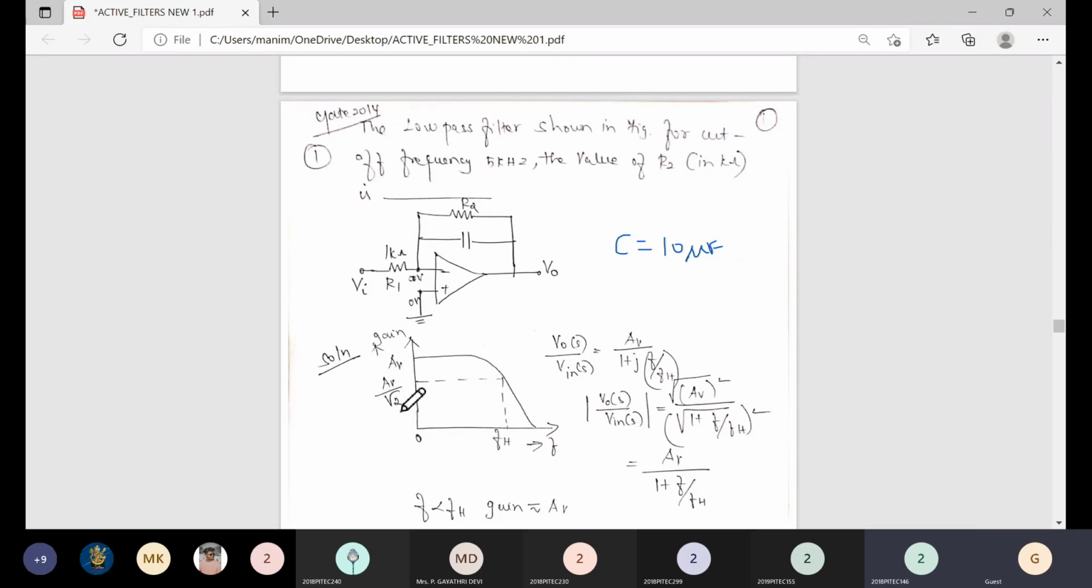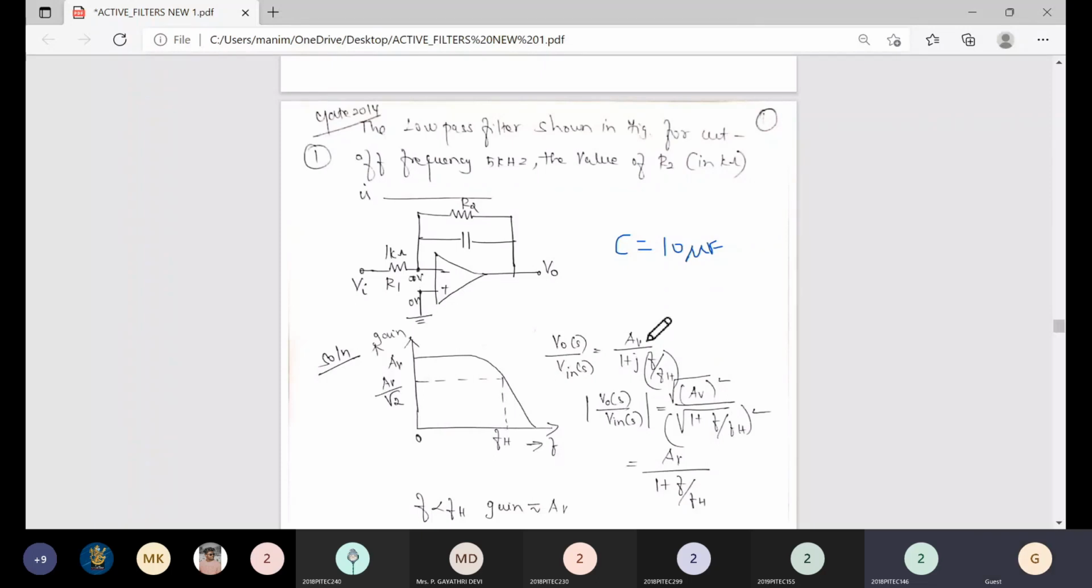Remember that you should know how to derive the voltage gain from the circuit. Anyway, I have just written the voltage gain directly. We know that Vo(s) divided by Vi(s) is equal to the gain.